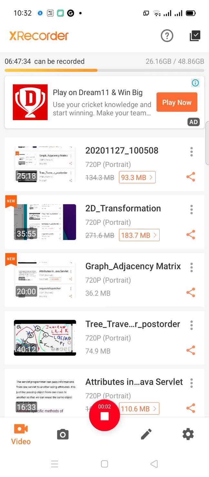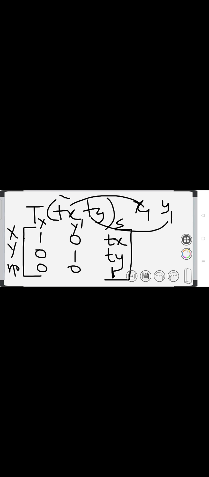Hello everyone. In the last session, we discussed the translation matrix. We have completed up to this part, that is, the translation matrix representation. We have completed 1 0 tx, 0 1 ty, and the last row is 0 0 1. I have told you how to write it.